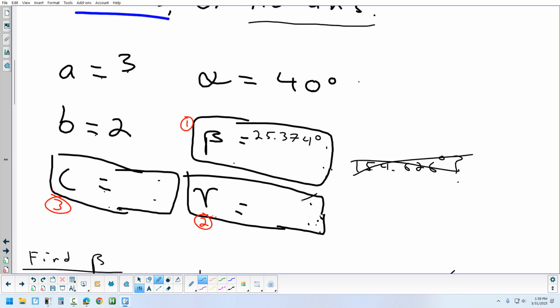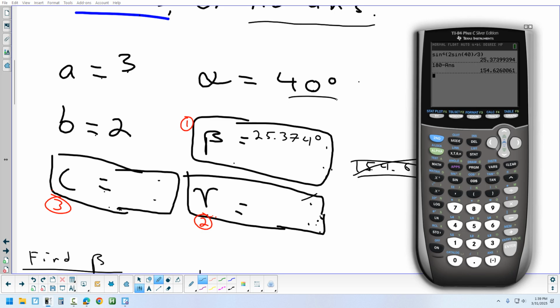So do you know how we got the 154? And what angle were we given? We were given the 40. Okay, that's fine. I get it. So if you add 40 to the answer you just got, you're already at 194. That's too big for a triangle.